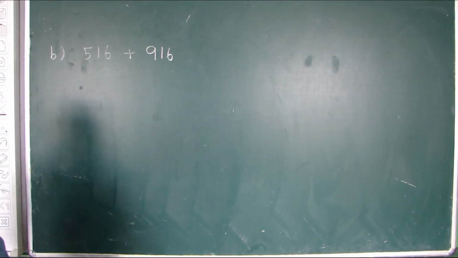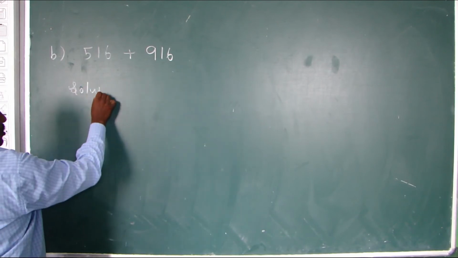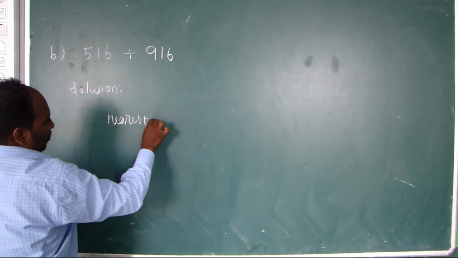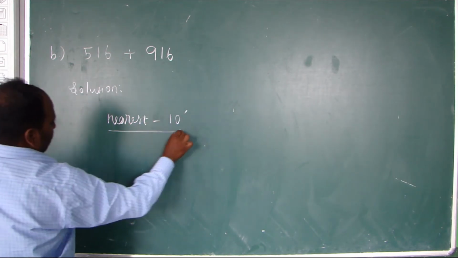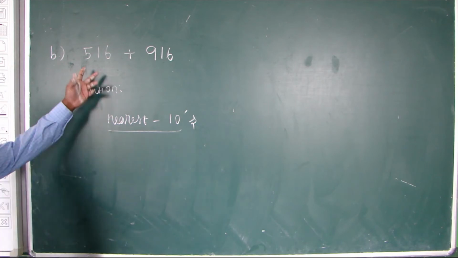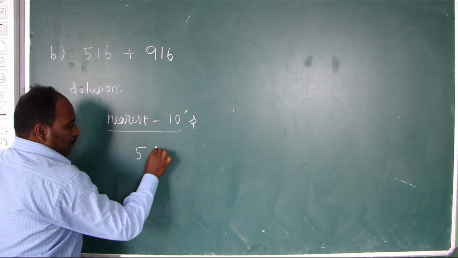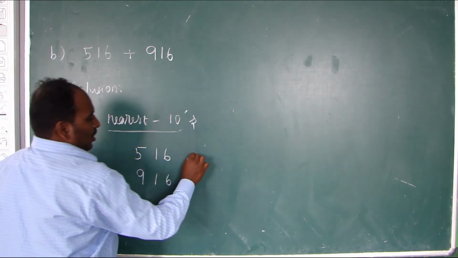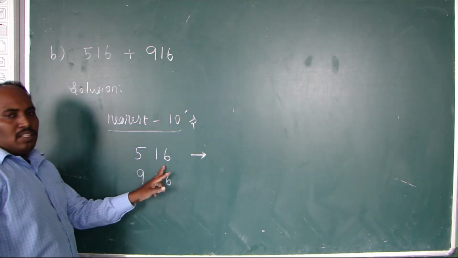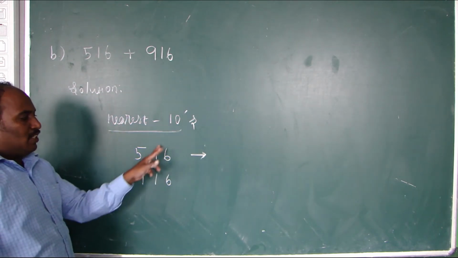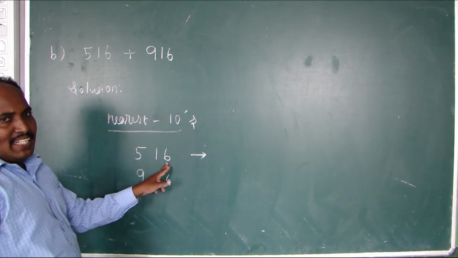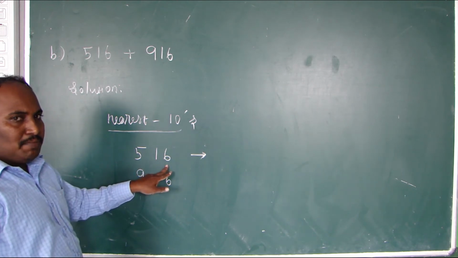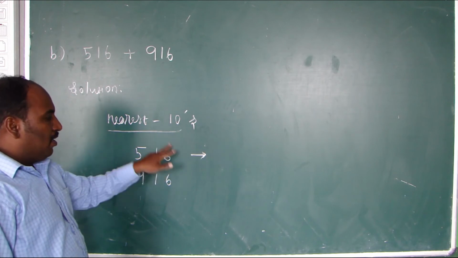516 plus 916. Solution. We want the nearest 10. Our first number is 516, then the second one is 916. To round 516, we consider the ones place, which is 6. Since 6 is greater than 5, we add plus 1 to the tens place.